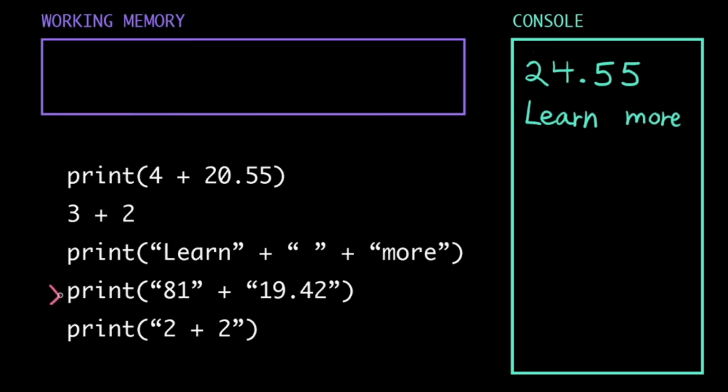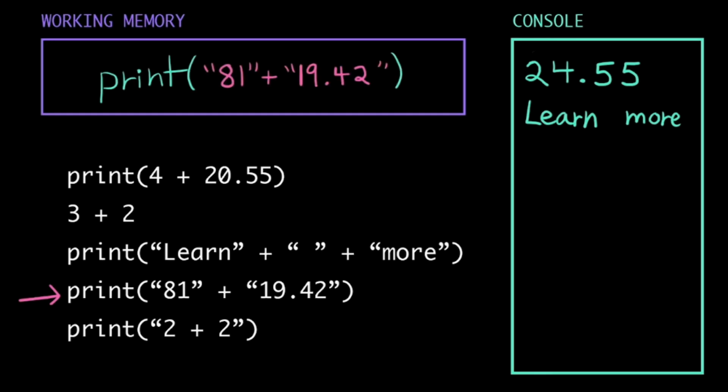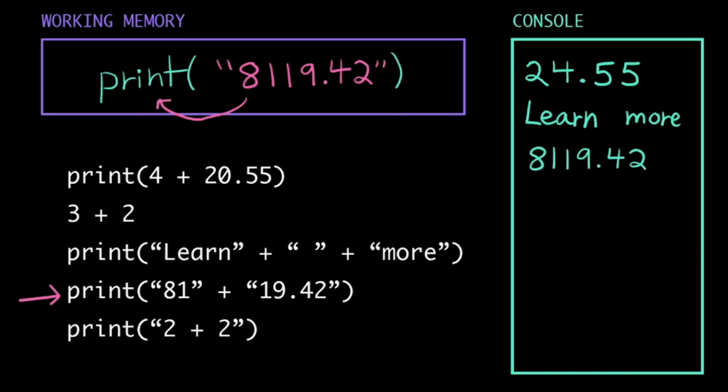What do you think the last two lines of this program do? Take a second and try and trace it yourself. Okay, this instruction has the expression the string 81 plus the string 19.42. Now, these may look like integers and floats, but because there are quotation marks around them, the computer is going to treat them like strings. So when we evaluate this expression, we're concatenating strings, and we get the string 8119.42. Nothing left to simplify here, so the computer pops outside the parentheses, sees the print, and then prints 8119.42 to the console. Then it clears out working memory and moves to the last line.